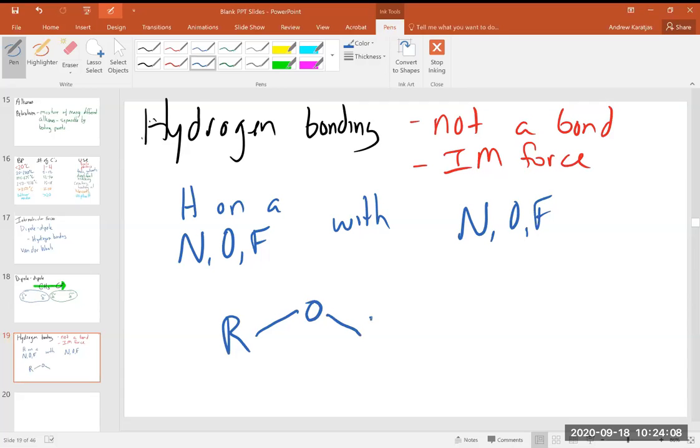So if we have an alcohol, for example, we get an attraction between the oxygen on one alcohol and the hydrogen that's on the oxygen in another molecule. And these hydrogen bonds are a large part of the reason why molecules such as water have such a high melting point, such a high boiling point compared to other similarly sized molecules.